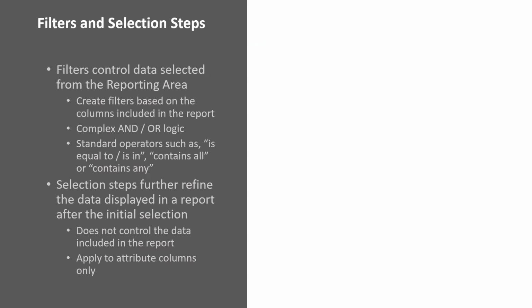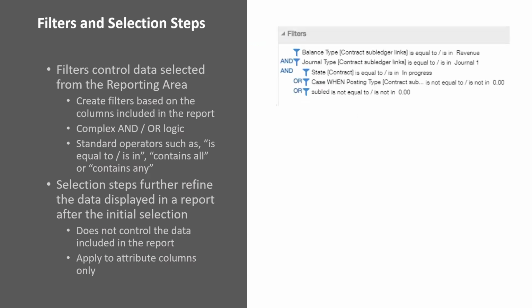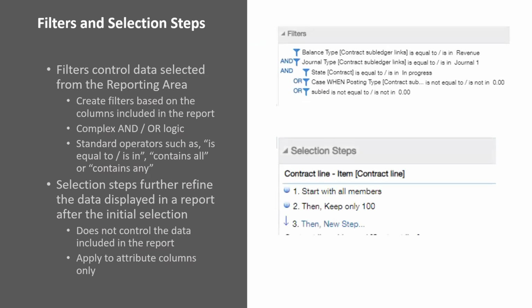Our filter and selection steps. So you're able to, I've got, where are my images? There they are. So we're able to filter. The filters are going to control the data selected from the reporting area. You have the ability to create filters based on the columns included in the report. You can use complex and/or logic, so you can layer multiple filters on top of each other and have it be filtered by this and this and this, or it's a filter by this and this or by this.